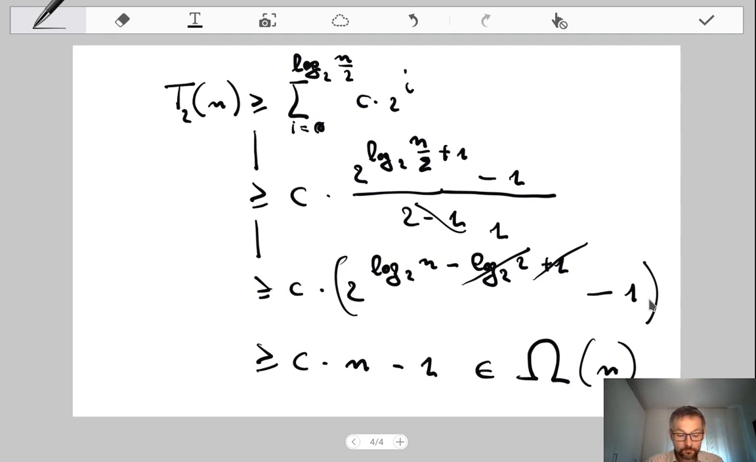So since I discovered that the least amount of computation that I need to perform to solve T2 of n is greater than c multiplied by n minus 1, I can conclude that T2 of n belongs to omega of n. Okay? Now this is a lower bound for the complexity of T2, but we need to evaluate an upper bound for the complexity of T2.